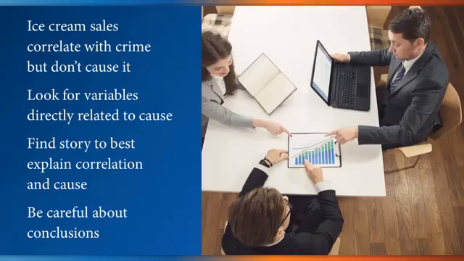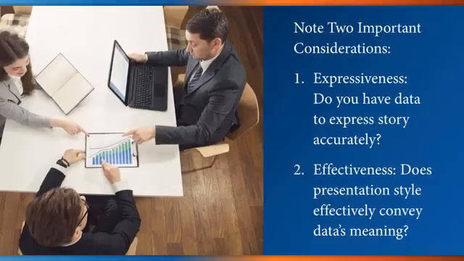Now, this may seem like a funny little example, but I hope it makes the point that even when relationships are very subtle and unclear, we need to be careful about what conclusions we're drawing. This example illustrates two important considerations for visualization and data storytelling: expressiveness and effectiveness. Do you have all the data needed to express the story accurately? And is the presentation style effectively conveying the meaning of the data? Clearly, a problem with either the expressiveness or effectiveness could hurt your data story.